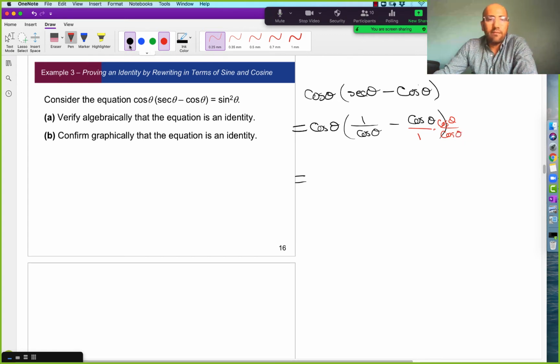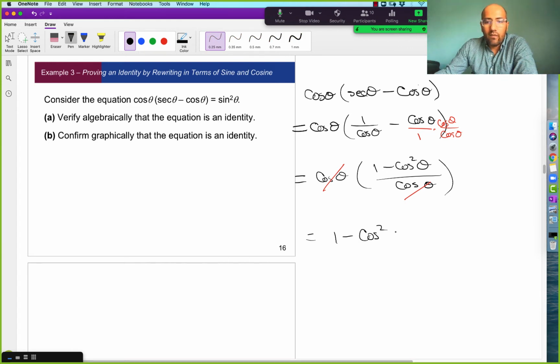Cosine of theta. Okay, so I'll end up with cosine of theta, and then it'll be 1 minus cosine squared theta over cosine of theta, at which point these two cosine of theta cancel. And I end up with 1 minus cosine squared theta, right? And note that this is equal to sine, right?